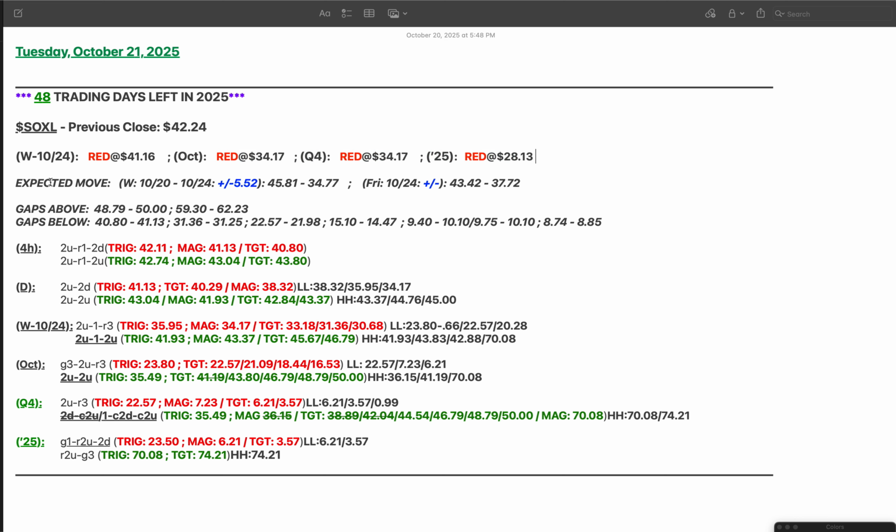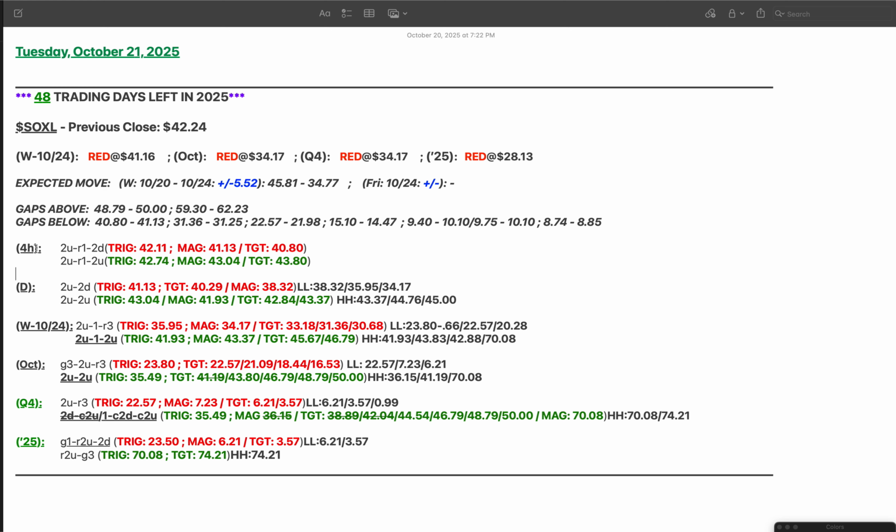So we've got the week's expected move plus or minus $5.52, giving us a range of 45.81 and 34.77. I don't know why I've got a range in there. I must not have taken that out from last week. But anyways, we know where our gaps above are. We know where the gaps below are, including the gap that we just made from last night.